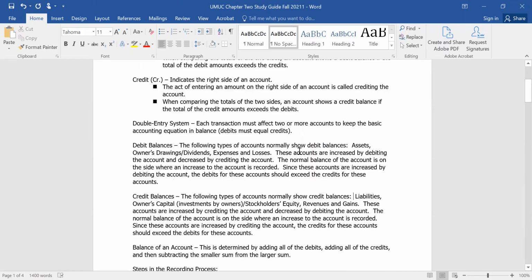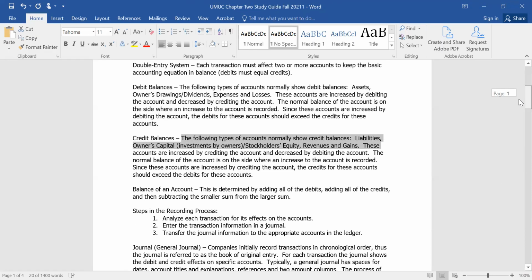And again, if it increases with the debit, it decreases with the credit. If it increases with the credit, it decreases with the debit. So the types of accounts that increase with the credit are liabilities, owner's capital, which are investments by owners. If we were a corporation, that would be our stockholders account, but we don't have that. Revenues and gains. So that's basically all that means.